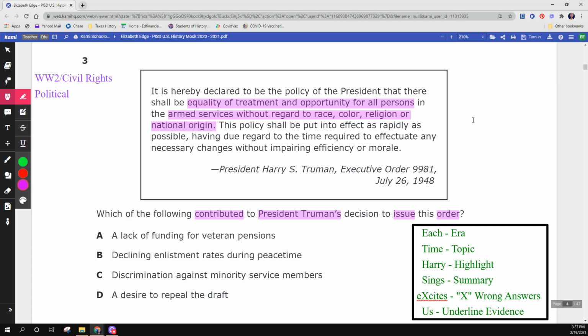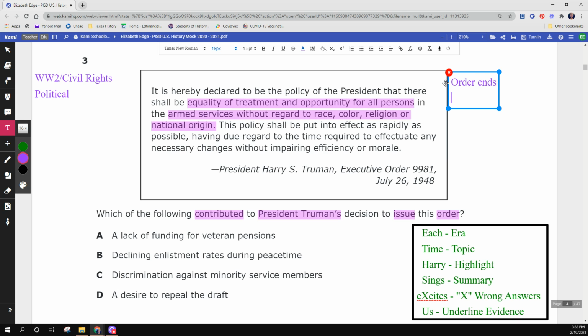So our summary for this is going to be: order ends discrimination based on race, religion, and nationality in the military.